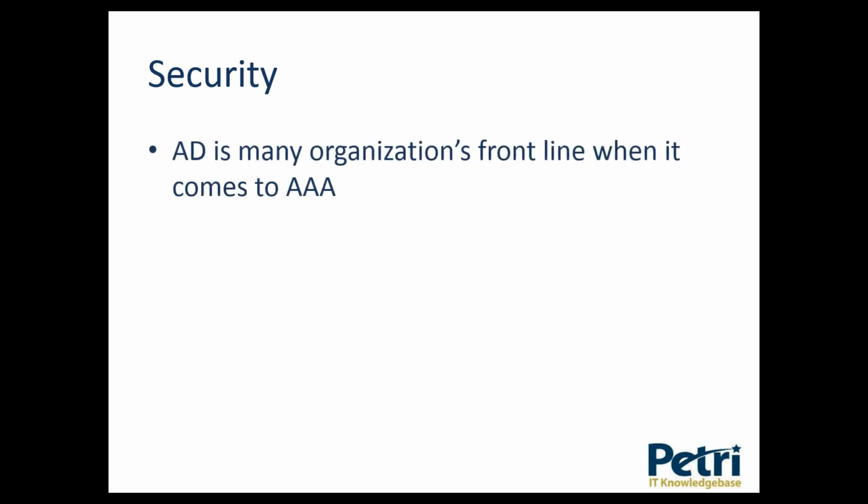So let's jump right in and talk about security as a driver for AD auditing, right? Well, AD is the front line when it comes to authentication, authorization, and accounting, or AAA, for many organizations, right? And of course, authentication is identifying an object or a user, making sure they are who they say they are. Authorization is granting them specific access to something. And then accounting is, of course, keeping track of what they do with that authorization. And so that's what's commonly known as AAA.